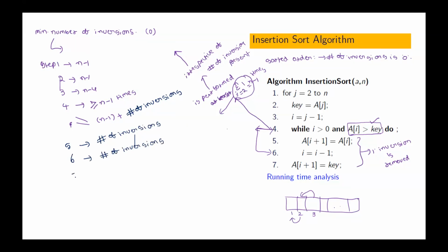Step 7, we know that it is n minus 1 times only. Now tell me, what is the total running time of this algorithm? All these are n minus 1, n minus 1, n minus 1.